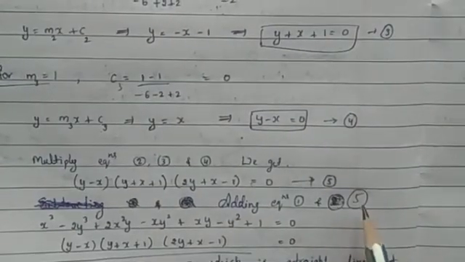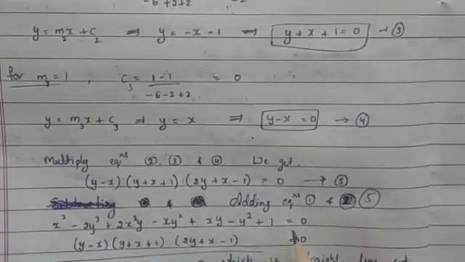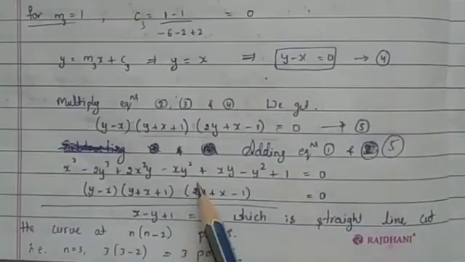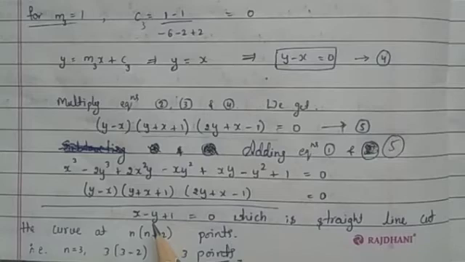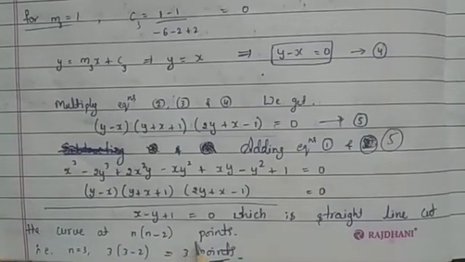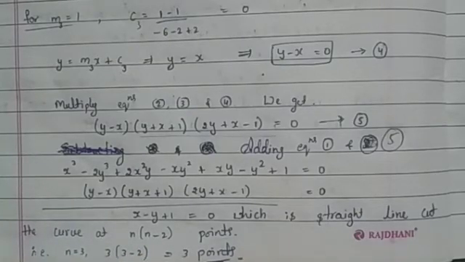Adding equation 1 and equation 5. Equation 1 is the given equation of the curve and equation 5 is this one. Okay. You simplify these equations, you get x minus y plus 1 which is equal to 0, which is a straight line. It is a straight line that cuts the curve at n into n minus 2 points. The n value is 3 because the highest degree in the given equation of the curve is 3. So n is equal to 3. You put n as 3, you get 3 points. Okay, that's about the intersections of the curve and its asymptotes.